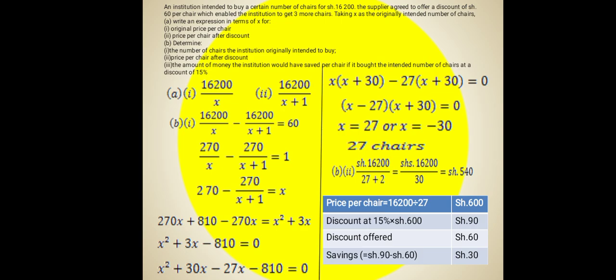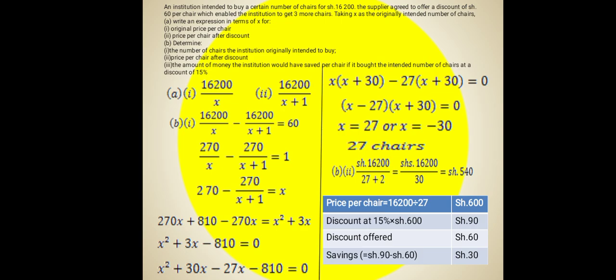An institution intended to buy a certain number of chairs for 16,200 shillings. The supplier agreed to offer a discount of 6 shillings per chair, which enabled the institution to get 3 more chairs. Taking X as the original intended number of chairs, write down the expression in terms of X for the original price per chair. So the original price per chair will be 16,200 divided by X.